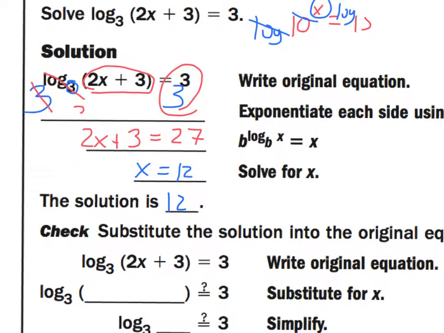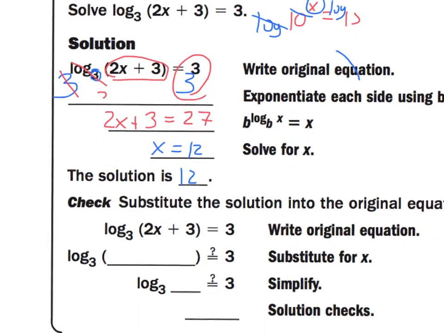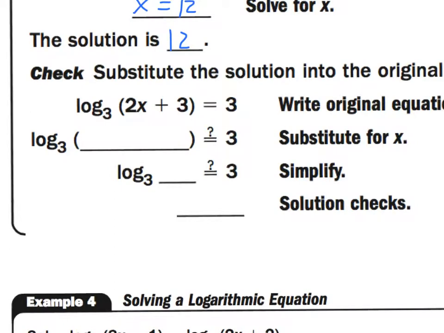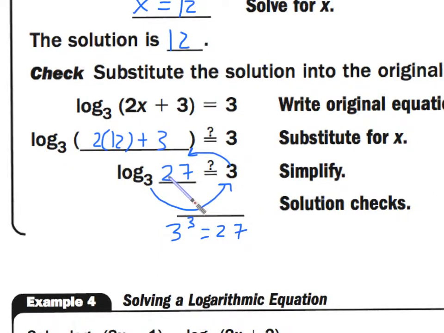So let's just double check that work real quick. And now I'm going to substitute the solution into the original equation. So here I get 2 times 12 plus 3. All that becomes 27. And of course, we know that 3 to the third power equals 27. In that case, I rewrote it into log form. 3 to the third is 27.